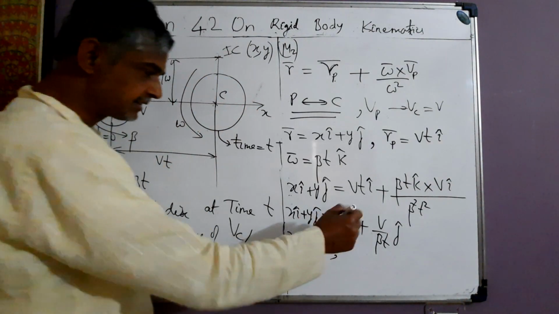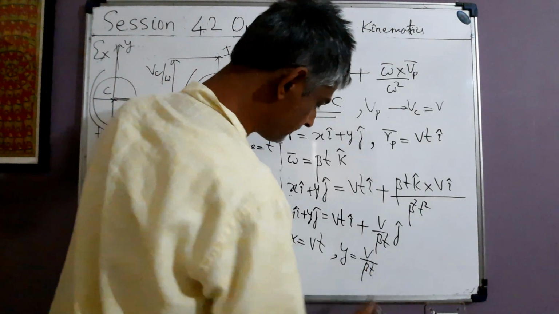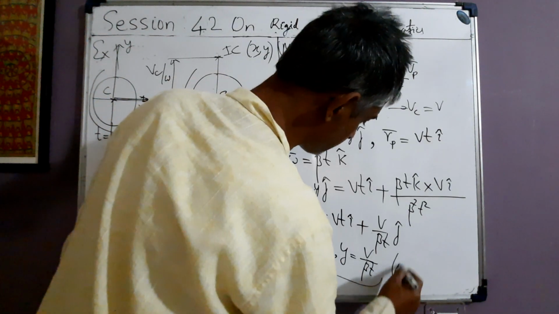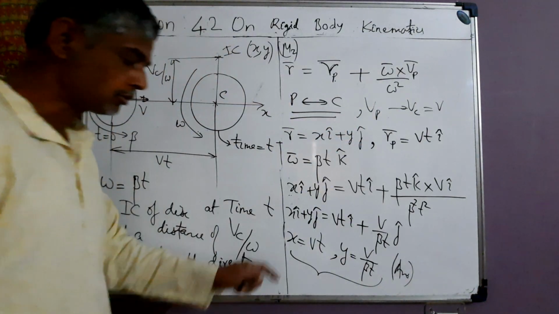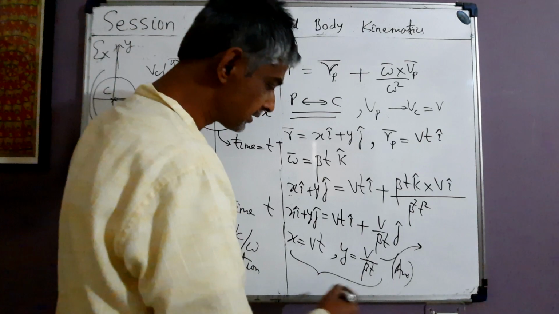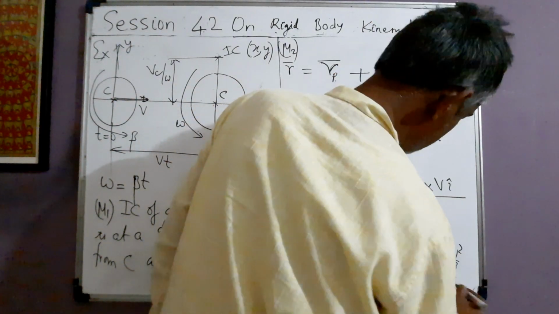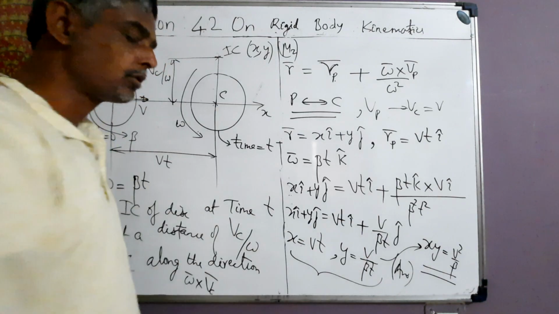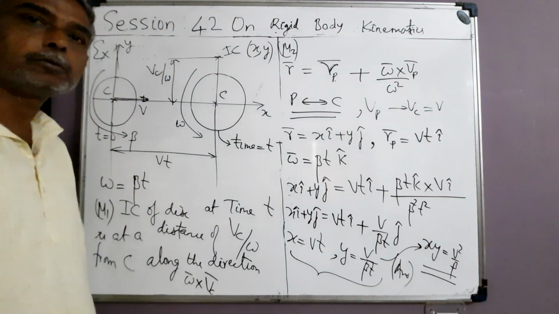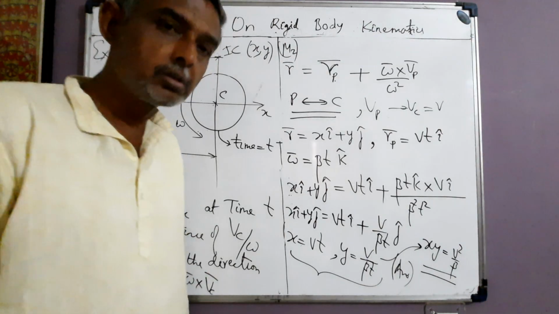And y coordinate of IC at time t is simply y is equal to V by beta t. So we obtained the same answer by method 2 also. And in order to obtain the locus of IC, we simply multiply these two equations. Then t cancels out. So xy is equal to v square by beta. So this is the Cartesian equation of locus of IC of disk with respect to ground.